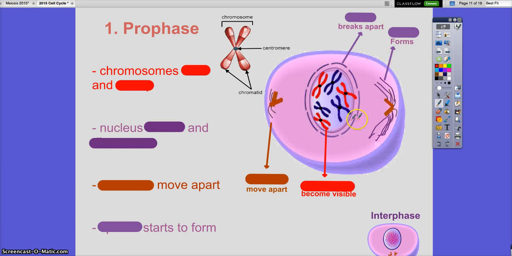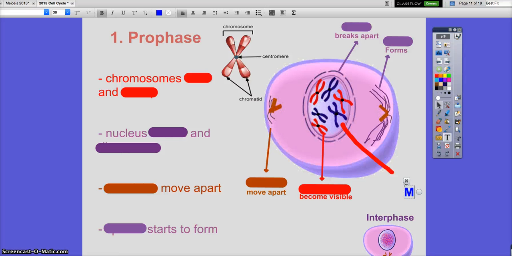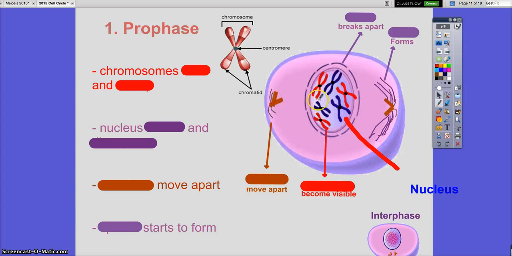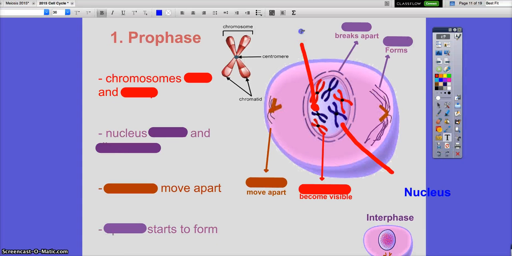All these things that I labeled here, you have to know. And actually, if you want to go back to those notes, right here, I labeled the nuclear envelope. Go ahead and label the nucleus. So you could remember that's in there. And we'll add a dot, even though it's disappearing, and we'll add the nucleolus. Okay? Done.